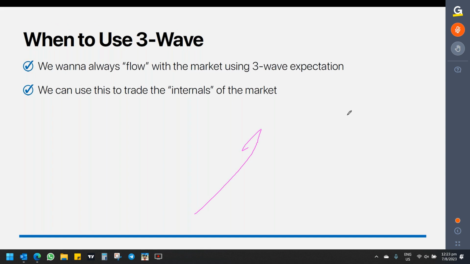Okay, let me draw that a little bit nicer. Suppose the market is impulsive, moving to your upside, right? So the direction and the momentum obviously is up, right? But as you start to see, we get a pullback here. We get a pullback here, and the market is starting to turn. So we can then use three-wave expectation over here to catch a short-term trade to the downside to target this low.